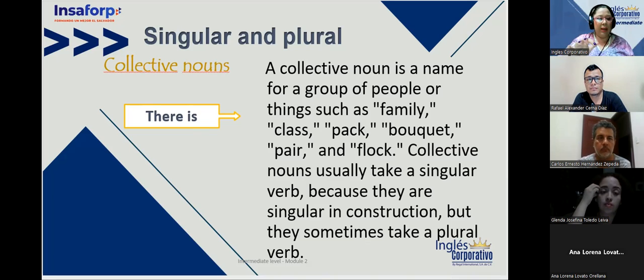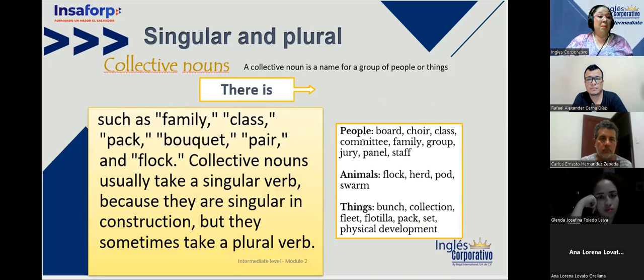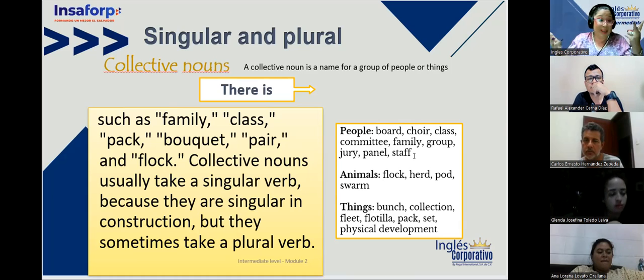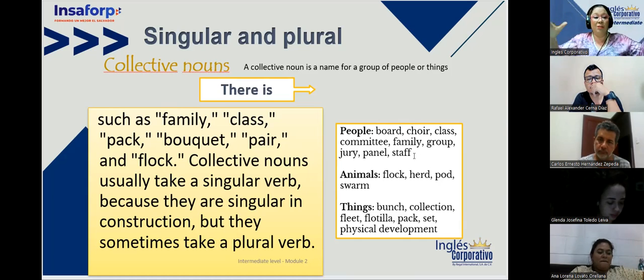So let's see how and when. For example, we say people, we have some examples of other collective nouns. Remember that a collective noun is a name for a group of people or things or animals or places also. Okay, then people, board, choir, class, committee, family, group, jury, panel, staff. You see, those are collective nouns. We refer like the board, the committee board, two different collective nouns together, okay? The choir of children, okay? Two different nouns, okay? A choir of children.